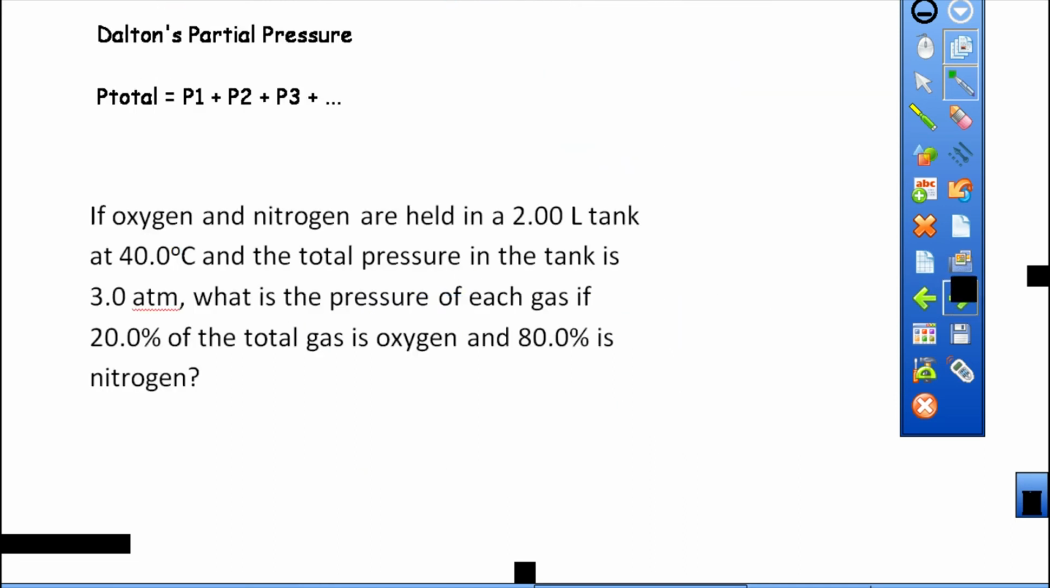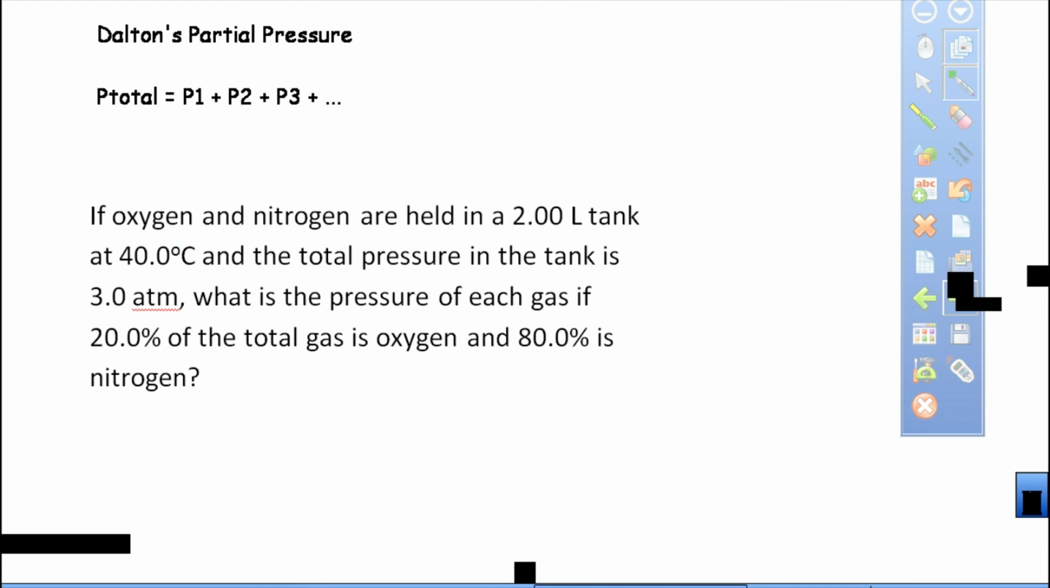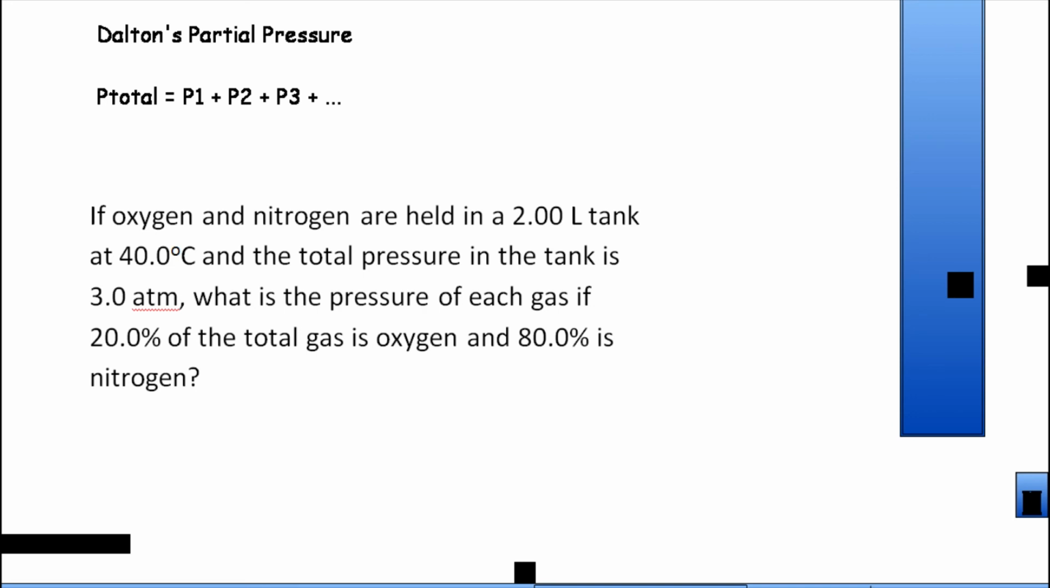All right. Now, using the gas laws, we start to look at what's called Dalton's partial pressure. Dalton's partial pressure deals with all the gases in the container. Each gas in the container is going to exert a certain amount of pressure, and the total pressure of the container is the sum of all those different pressures. So if I look at the problem that I gave you here, if oxygen and nitrogen are in a 2-liter container at 40 degrees Celsius, and the total pressure of the tank is 3 atmospheres, what is the pressure due to each of the gases?